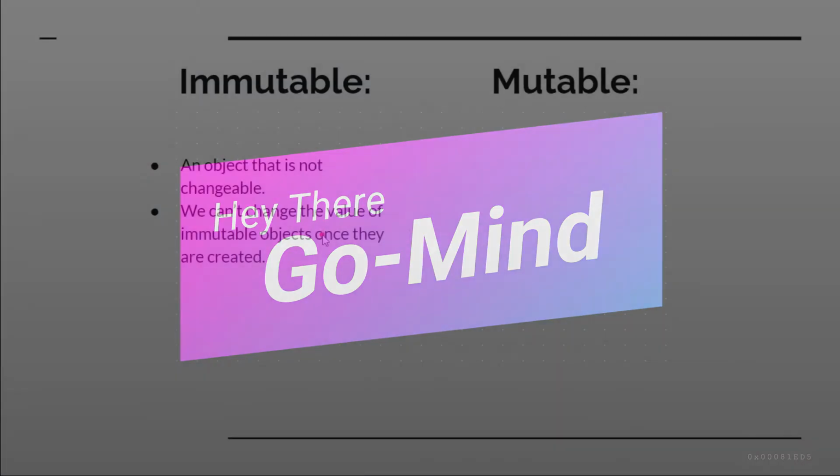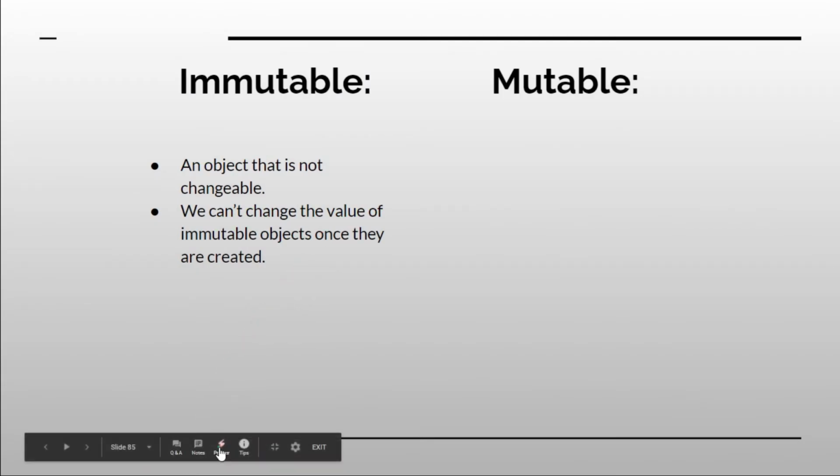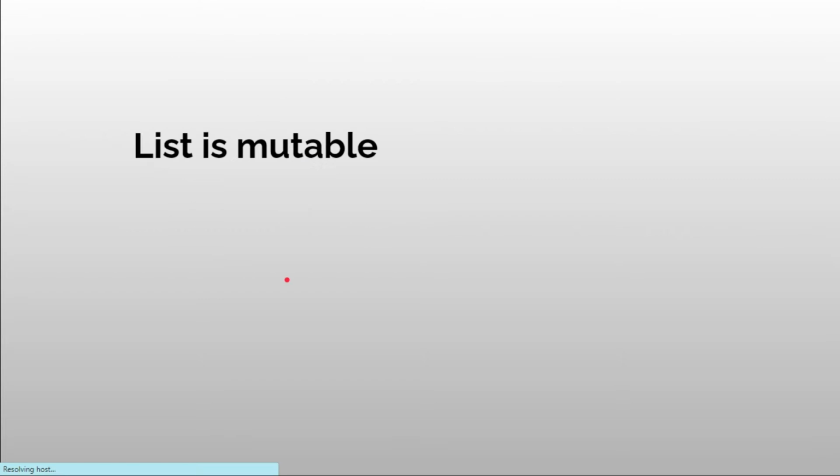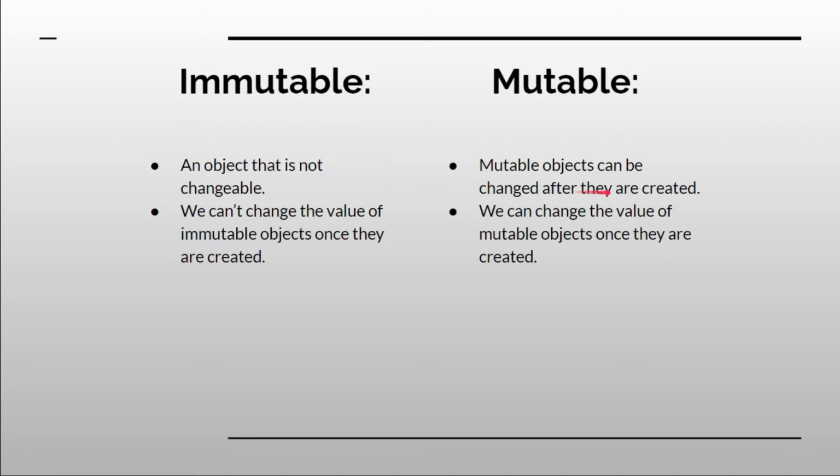Welcome back, guys. We were studying list, so let's continue it. We have seen what the immutability of an object is. An immutable object is an object that is not changeable and its state cannot be modified after it is created. The list data type we have seen in the last section is mutable. Mutable objects can be changed after they are created.